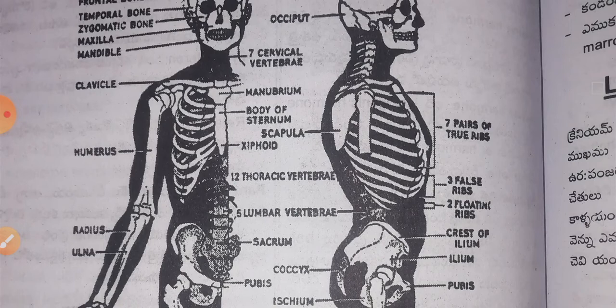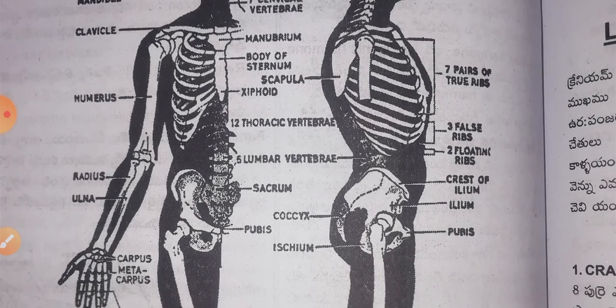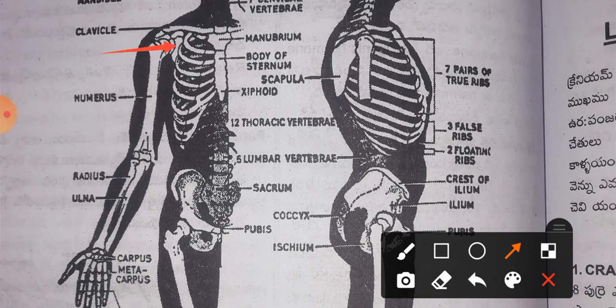Clavicle, another name is the collarbone. This is the humerus. This is the shoulder joint, which is formed by the humerus bone. Then the radius and ulna will be there, then the carpus and metacarpus. This is the clavicle, this is the humerus, this is the shoulder joint, this is the elbow joint. The first one is the radius, the bigger one is the ulna.